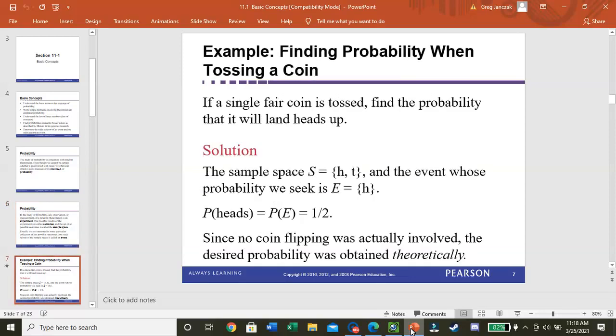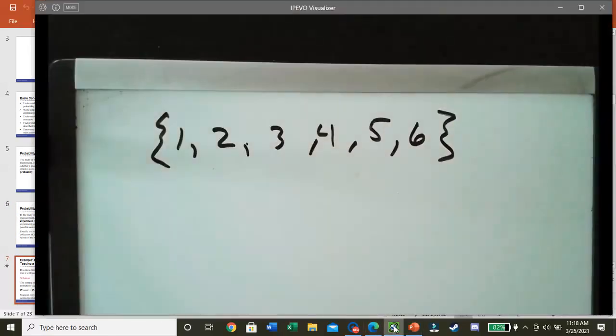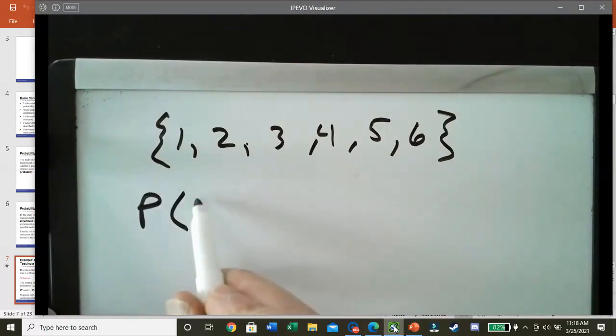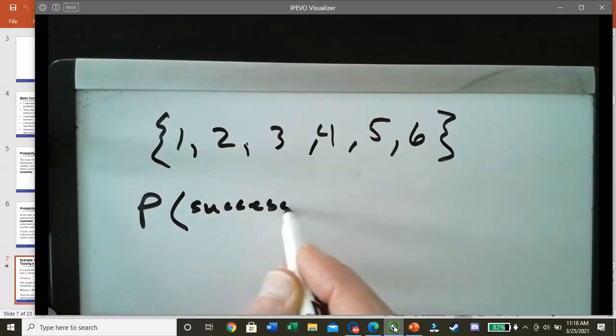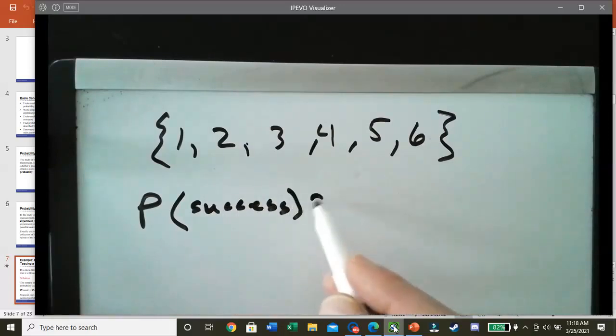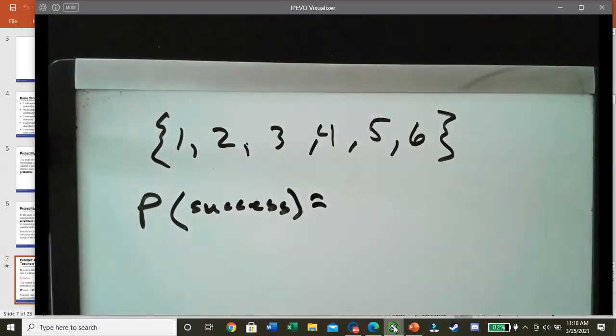All right. So a single fair coin is tossed. Find the probability that it will land heads up. Okay, so the way probability works, we're looking at the probability of success. And success means whatever it is we're looking at. It doesn't mean a good thing or a bad thing. In this case, success would be flipping a coin and getting heads.